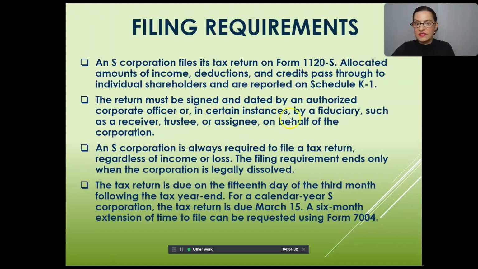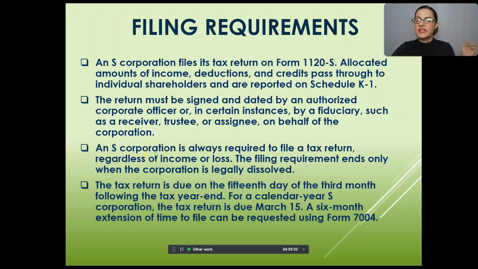Or in certain instances by a fiduciary, such as a receiver, trustee, or assignee on behalf of the corporation. And this would occur if you had a situation where maybe the shareholder died, the founder of the company or the president of the company died, and then the shares passed to the estate. And then sometimes the executor is the one that's going to have to sign because the executor is the executor of the estate. And now the estate owns the shares of the S corporation. Okay, so that can happen too.